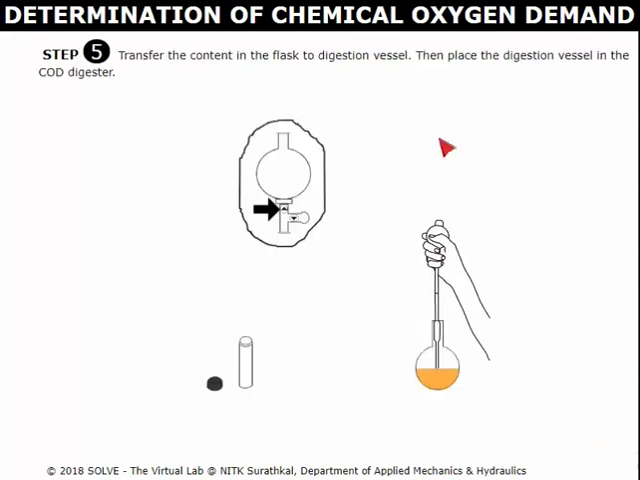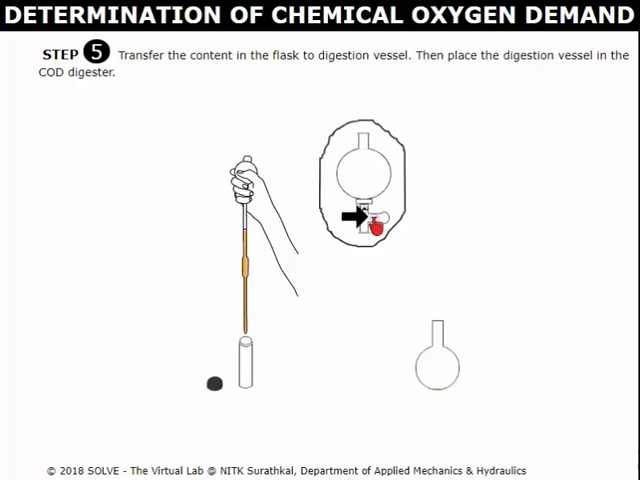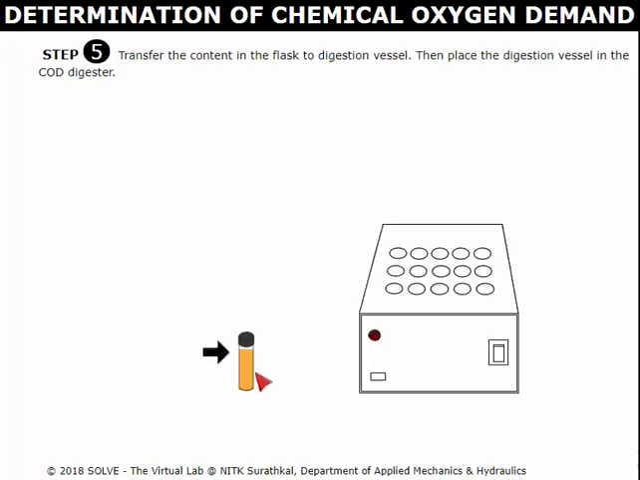Click here to pipette the solution from the flask. Click on the upward pointing arrow to pipette the solution from the flask. Click on the downward pointing arrow to release the solution into digestion vessel. Keep digestion vessel in the COD digester. Click here to place it in the COD digester.